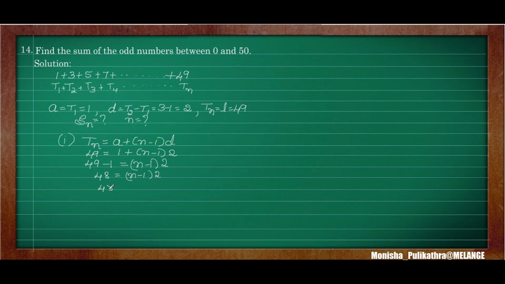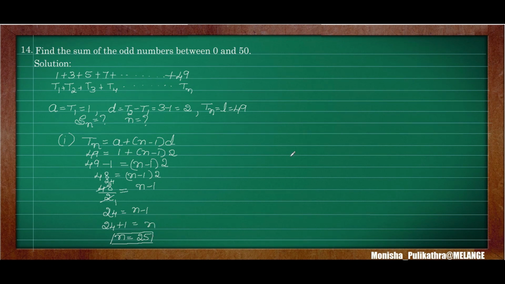In the next step, 2 will move into the division form. 2 ones are 2, 2 twenty-fours are 48. So 24 is equal to n minus 1. So 24 plus 1 is equal to n. So the number of terms is 25. That is, the number of odd numbers between 0 and 50 is 25. There are 25 odd numbers between 0 and 50.